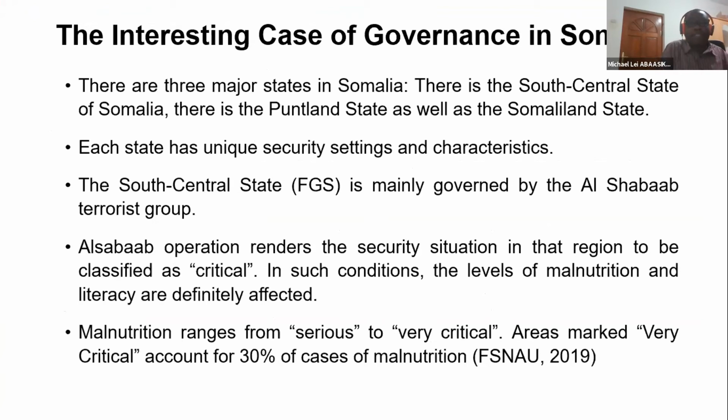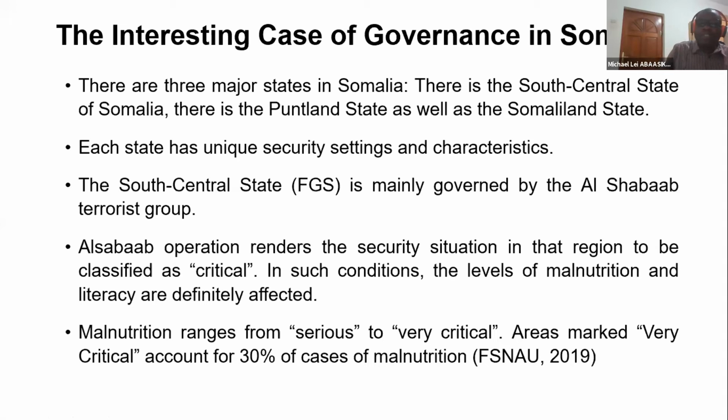Now let's look at the governance in Somalia. There are 3 major states in Somalia, split as a result of the conflict. These states include Puntland, Somaliland, and of course the federal government, commonly referred to as the South Central. Each of these states has its own government and security, but also within the South Central state itself, the federal government, where Al-Shabaab operates, has some smaller states operating under it, known as the federal states, that are accountable to the South Central federal government.